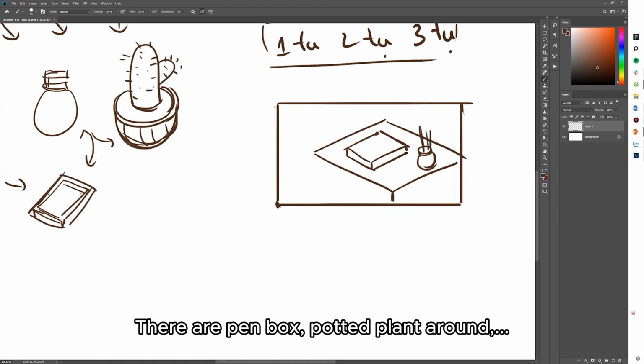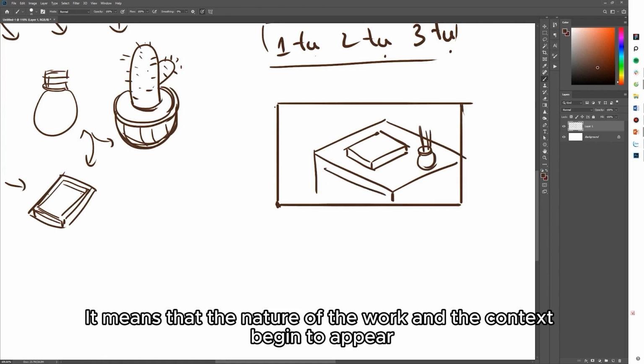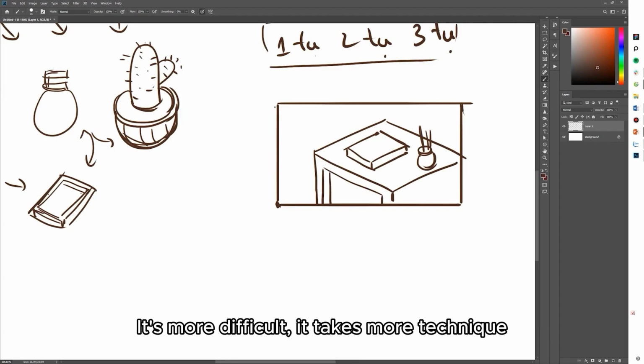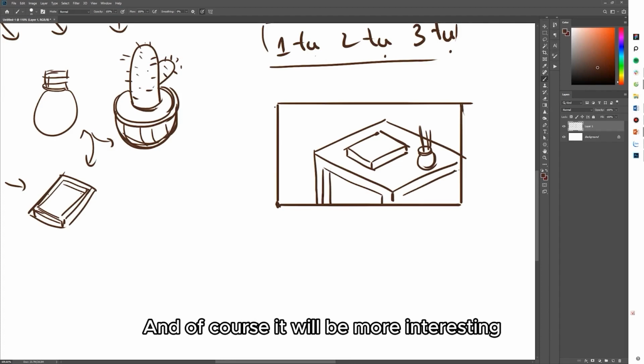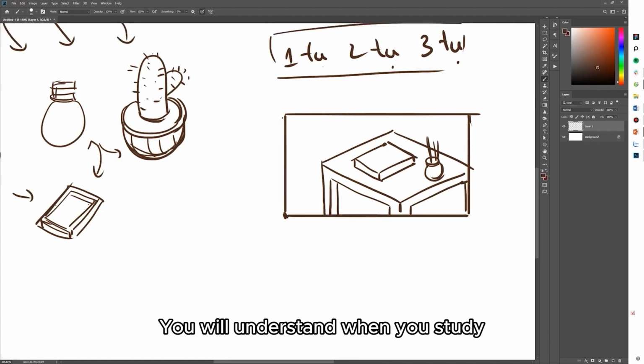There are a pen box and a potted plant around. It means that the nature of the work and the context begin to appear. It's more difficult, it takes more technique, and of course it will be more interesting. You will understand when you study.